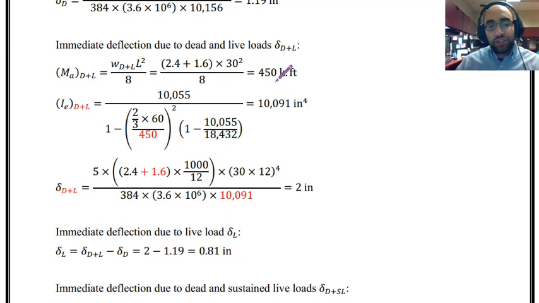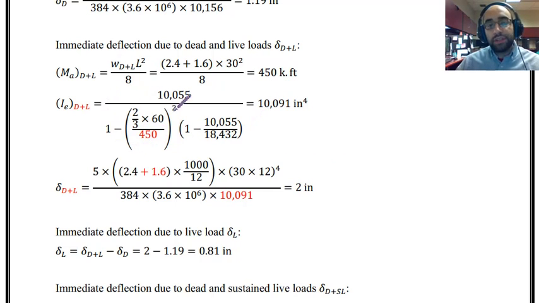So the moment has changed, which means the effective moment of inertia when dead and live loads are applied together should also be updated. As you can see, the equation is the same. The only thing that I need to update, I'm showing it in red, is the applied moment. I put this value over here in the equation and then calculate the value.